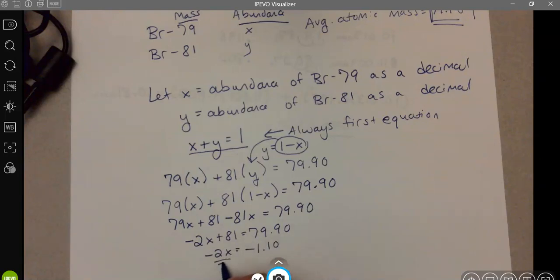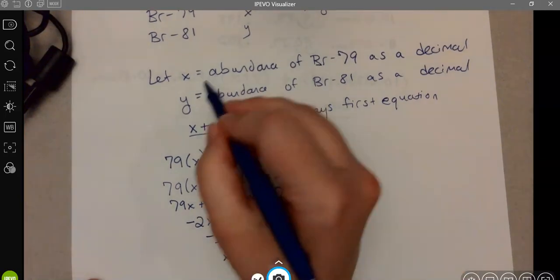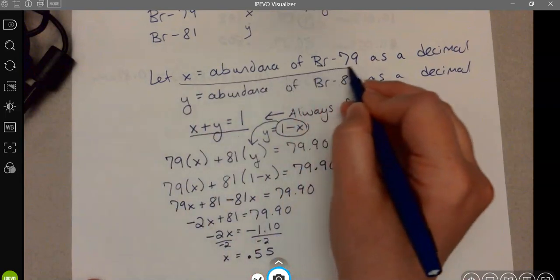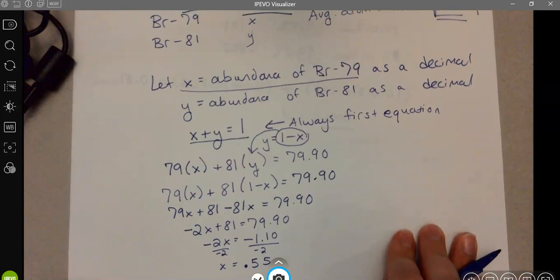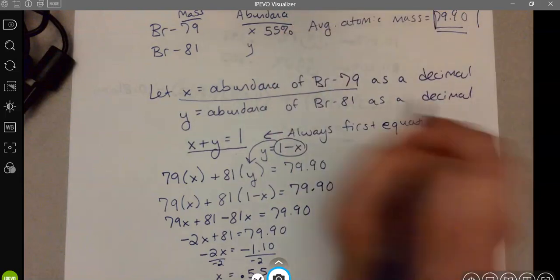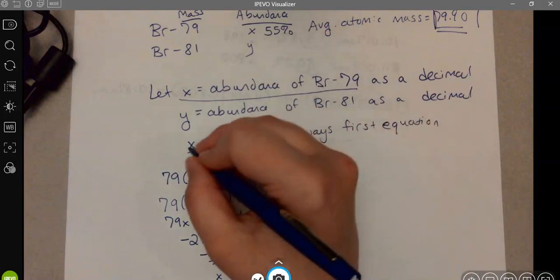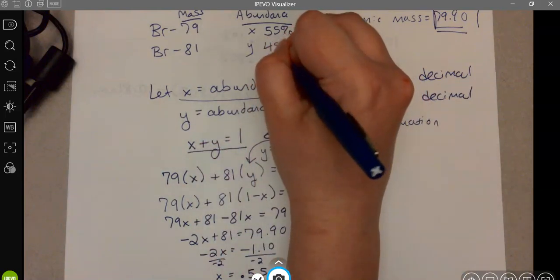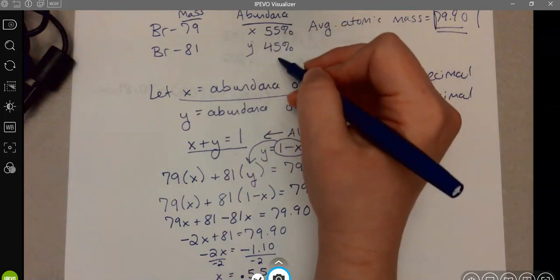Okay, then I divide both sides by -2, and I get that x is 0.55. Okay, now, what does that mean? So x was our abundance of bromine 79 as a decimal. So what's the percentage of bromine 79? It's 55%. What's the percentage of bromine 81? Well, 1 minus 0.55 is 0.45, so it's 45%. Or you could just think of this as 100% minus 55 is 45.